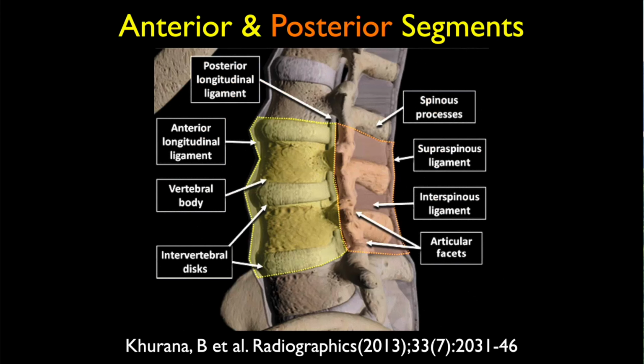So let's talk a little bit about how forces are transmitted through the vertebral body. You can divide the force transmission into the anterior column and the posterior column. And in between are the pedicles bridging the two together. The anterior column is really the discs and the vertebral bodies. And then the posterior column is really the spinous processes, the interspinous ligament, and the posterior longitudinal ligament back here.